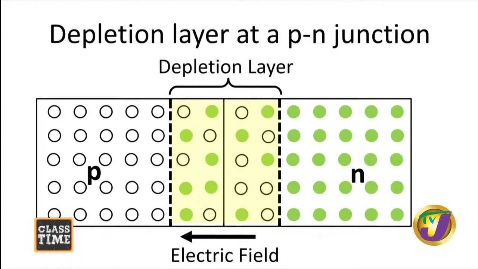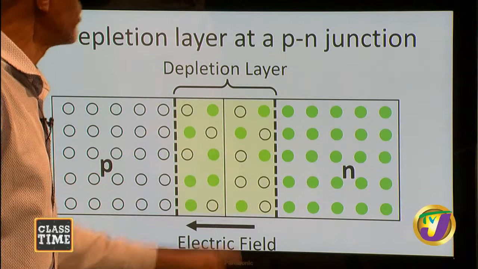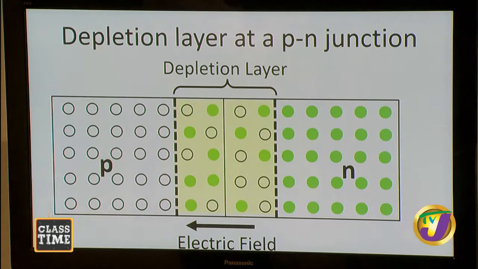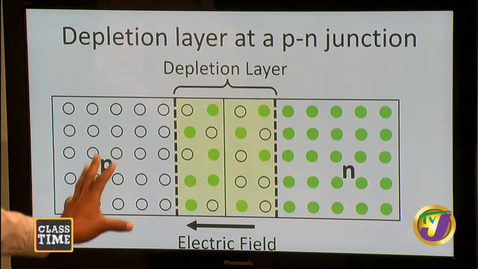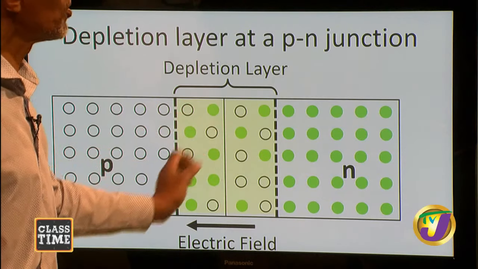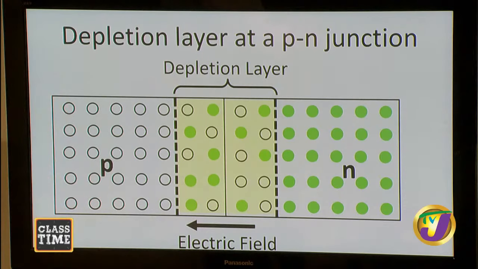What happens, in actual fact, is that some of these electrons are still able to go against the field and they diffuse across as well, right? They drift across, all right? But they are a very small amount. And so when there is stability, there is a continuous diffusion and drift that is happening, okay? All right, and so that is our depletion layer.